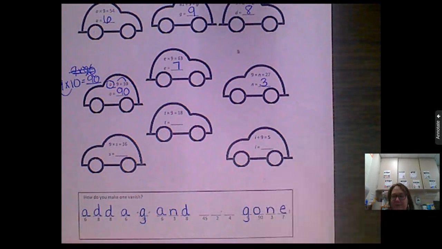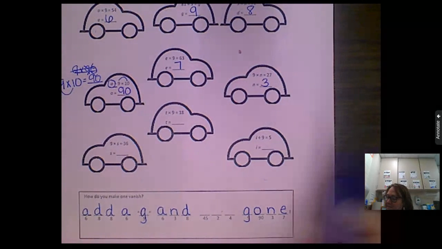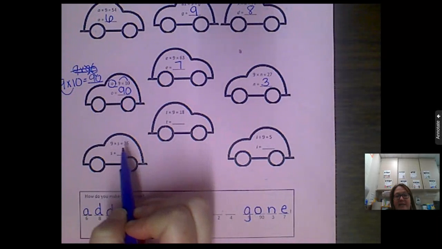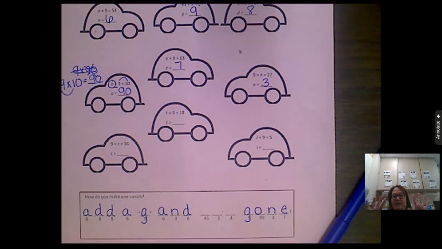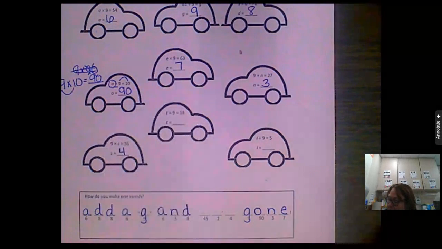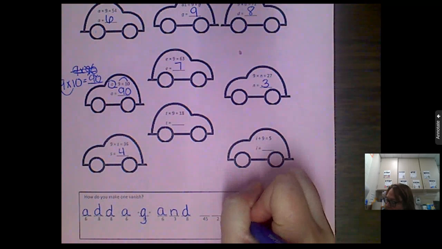Here we go. Oh, we have a new word. Gone. Add a G and something gone. Do you think you know what it is? How do you make one vanish? You're almost there. 9 times S equals 36. We'll count by 9s till we get to 36. Counting fingers ready. 9, 18, 27, 36. Stop. What does it equal? 4. So if I have a 4, I put an S right there.